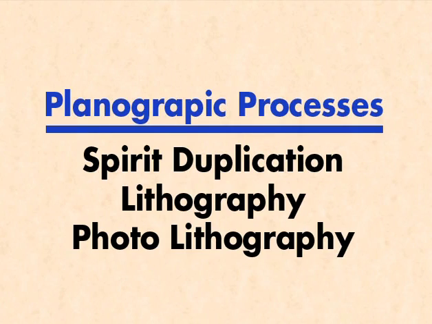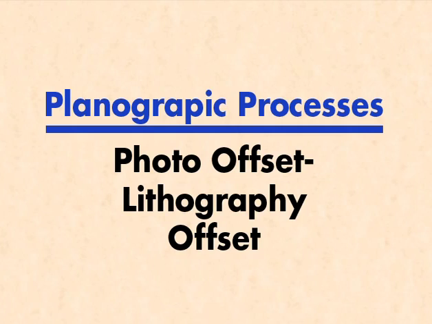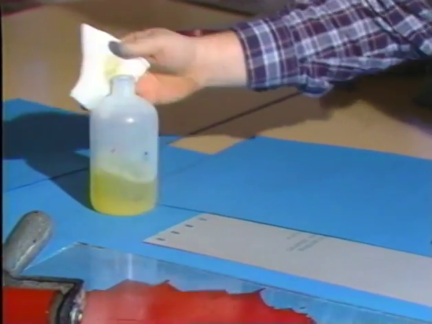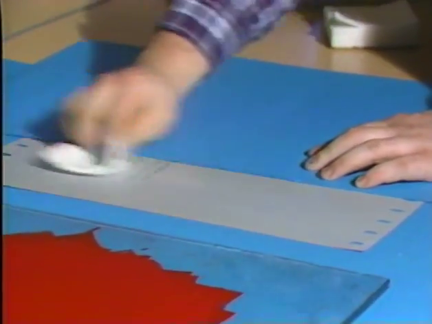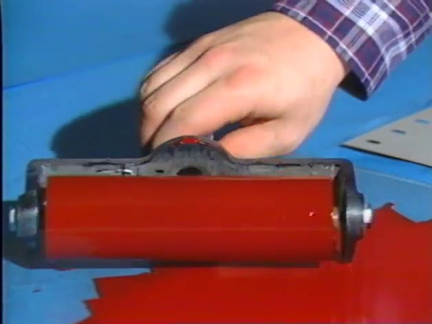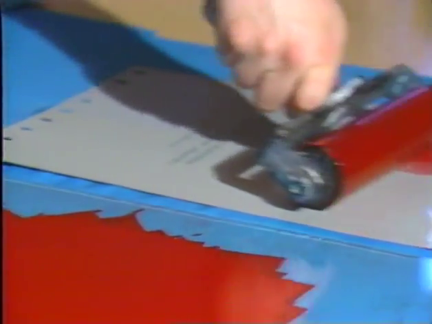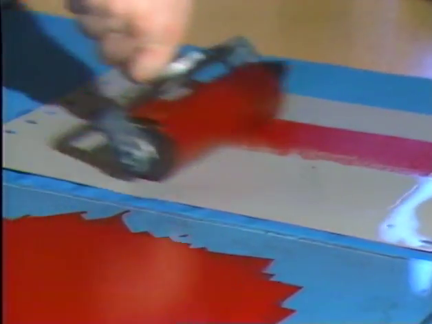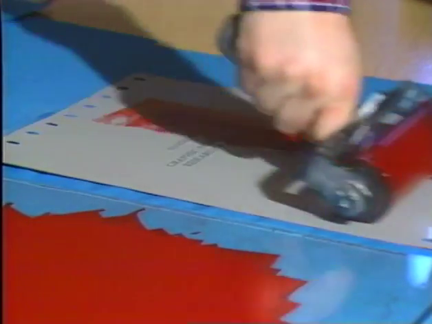Planographic processes: spirit duplication, lithography, photolithography, photo offset lithography, and offset. Planographic printing can be defined as reproduction methods in which there is little perceptible difference between the height of the printing and non-printing areas of the printing plate.